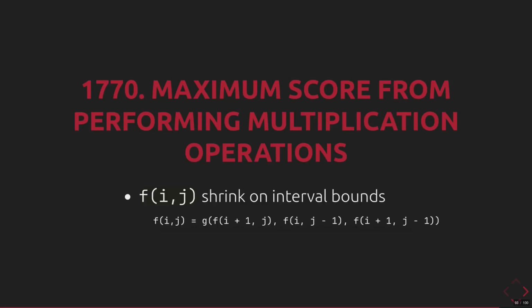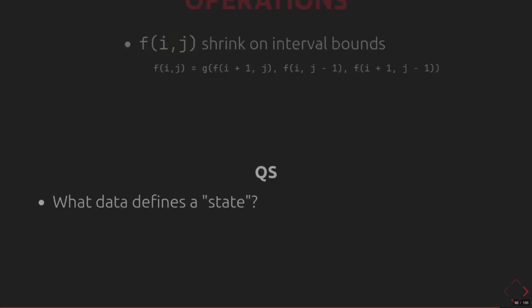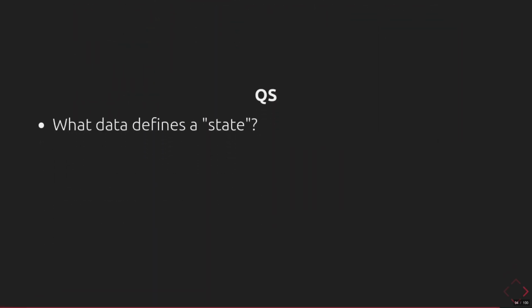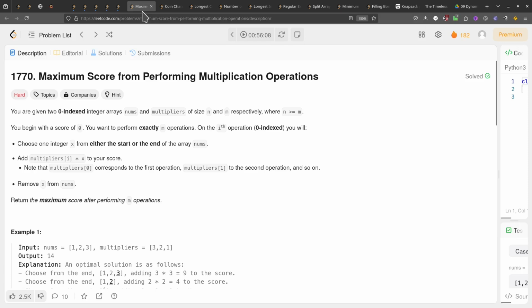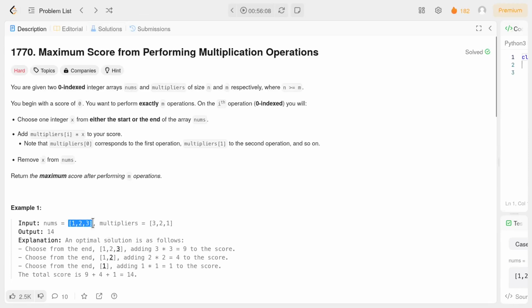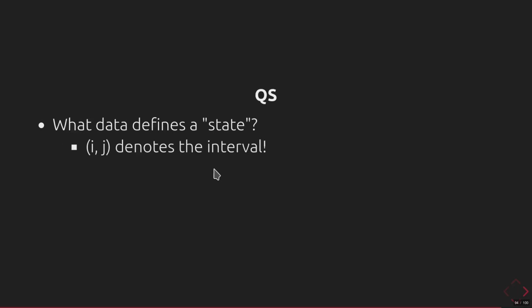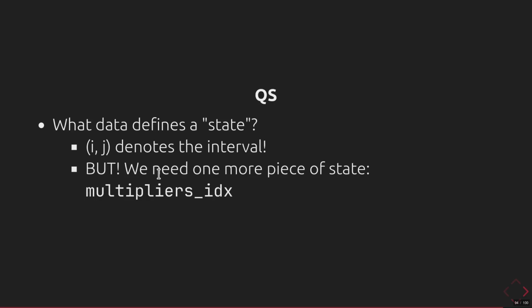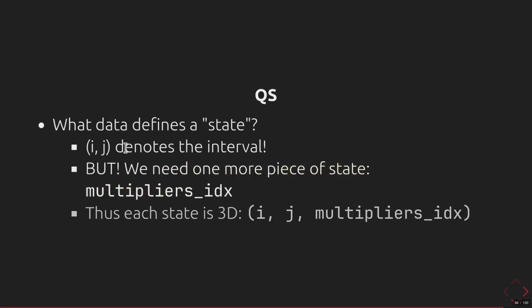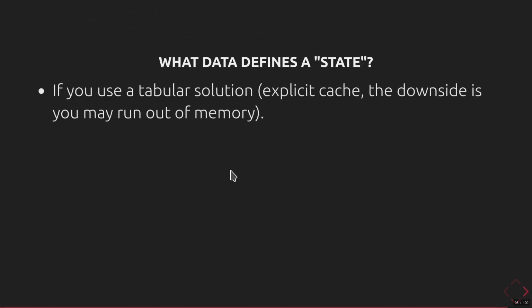It's the one where we shrink on interval bounds, right? This problem is pretty easy to visualize. All right, but what defines a state? Well, this problem looks a little bit different than this pattern. In addition to maybe having to keep state on the bounds of nums, you also have to keep state on where you are in multipliers. So it's actually going to be 3D. You have the i, comma j, but you also have the multipliers index. So that's what defines a state.